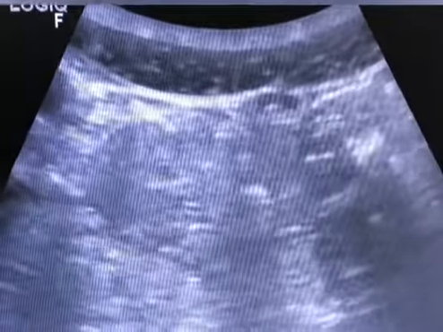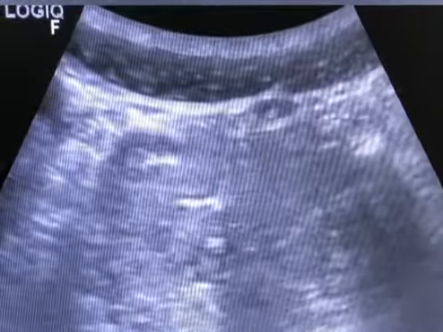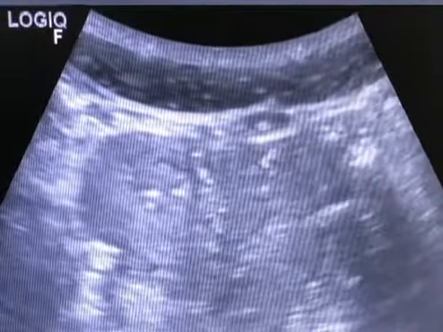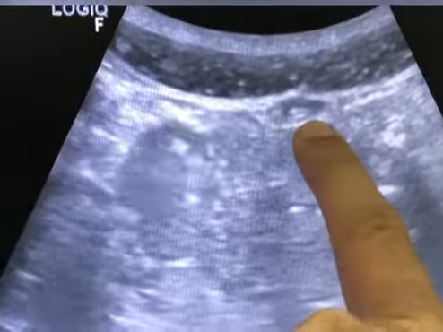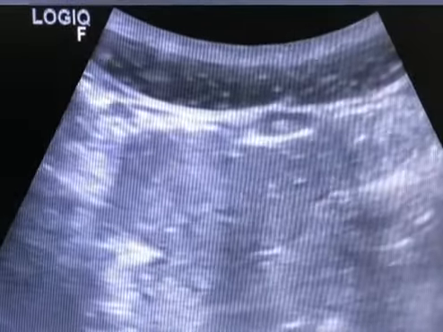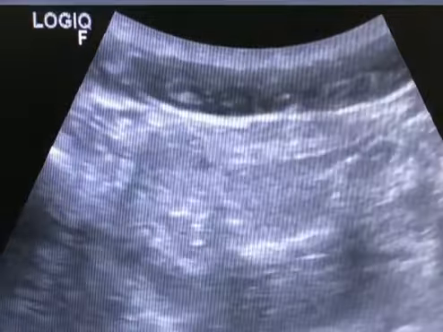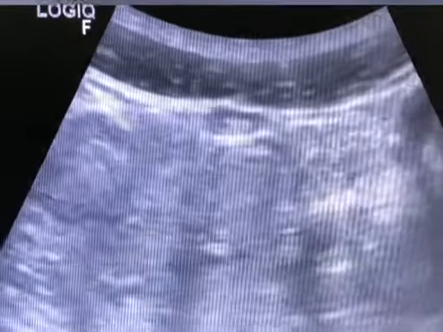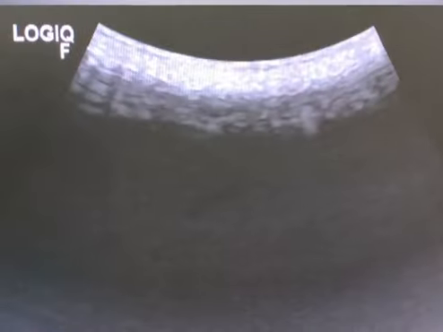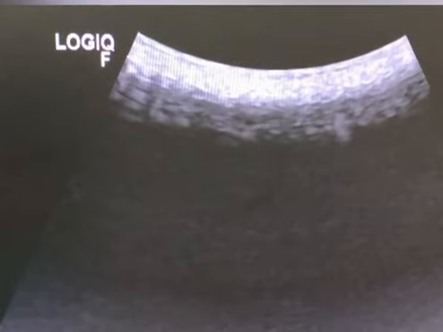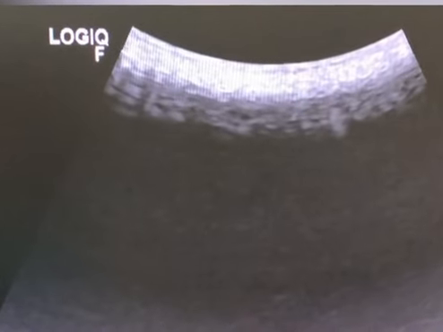It could be a patent urachus, or urachal remnant. I don't know exactly how it is spelled, but you see here this tubular structure in the midline. In the transverse section, we will see it by linear probe.